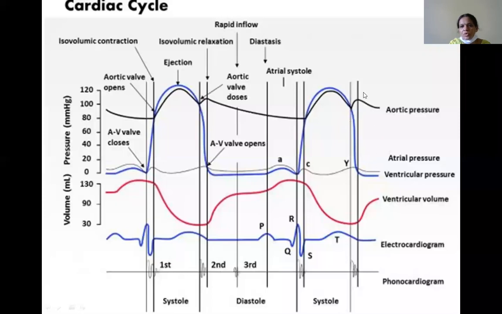Aortic valve closure occurs here. At this juncture, the aortic valve closes. The pressure is decreasing, and this phase is the phase of isovolumic relaxation. Here, there will be no change in the ventricular size. Very little blood will be staying in the ventricles, and the chamber size doesn't change. This is the phase of isovolumetric relaxation. So this is the QRS.